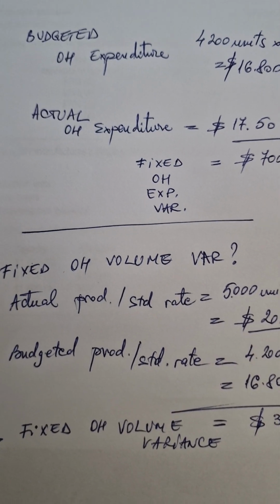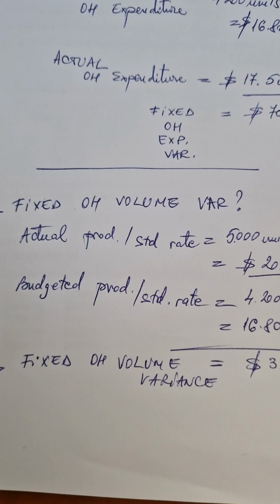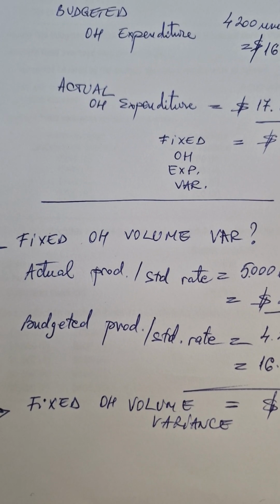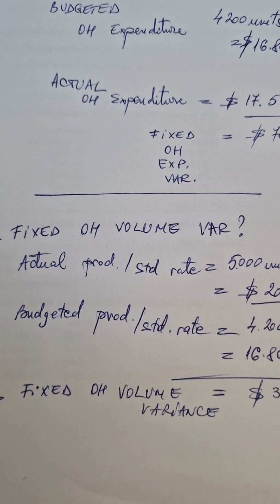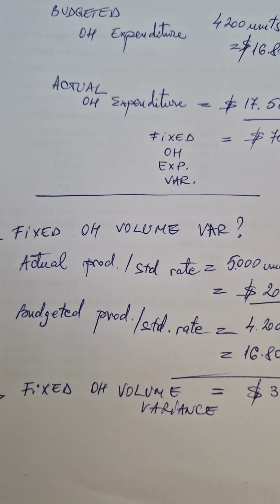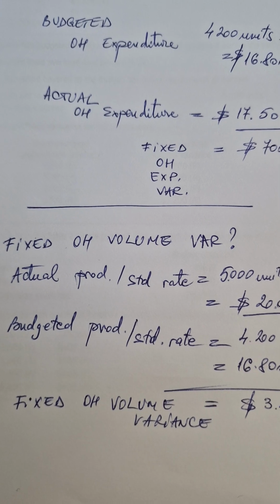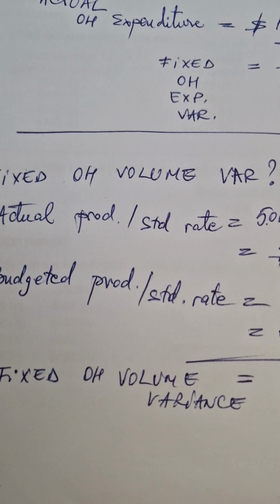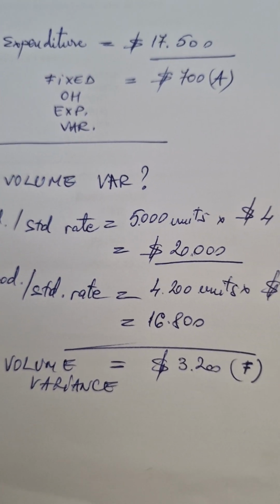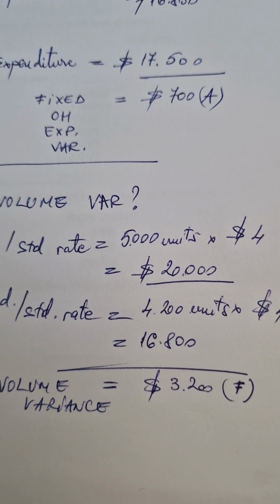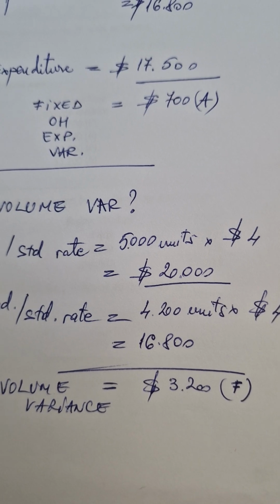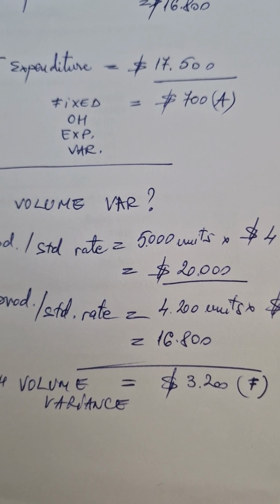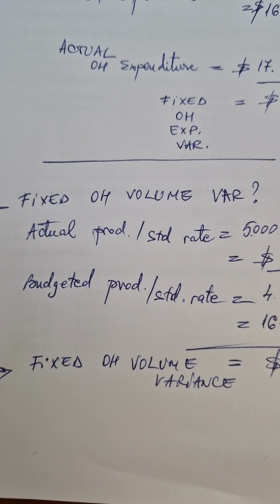The fixed overhead volume variance is calculated this way. We have the actual production at standard rate and the budgeted production at standard rate. The difference between them is the fixed overhead volume variance. The actual production at standard rate is multiplying the 5,000 units by $4 per unit, and we have a value of $20,000, the actual production at standard rate.